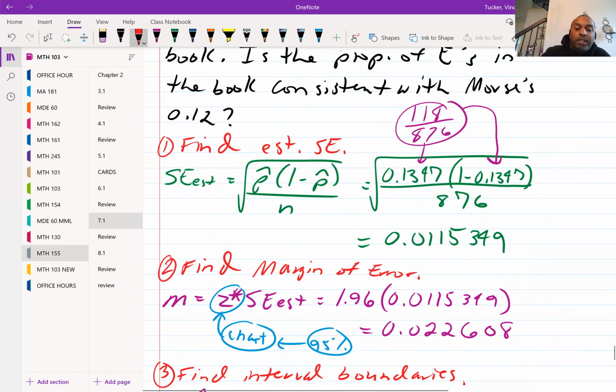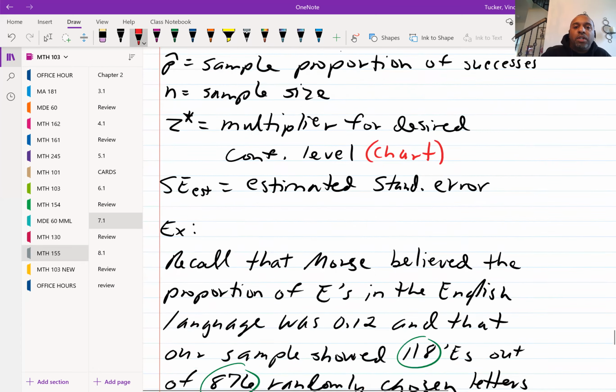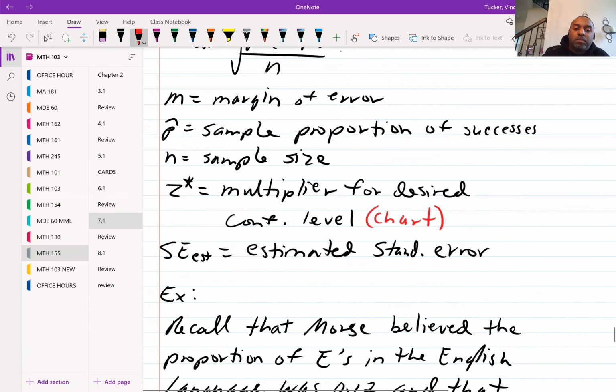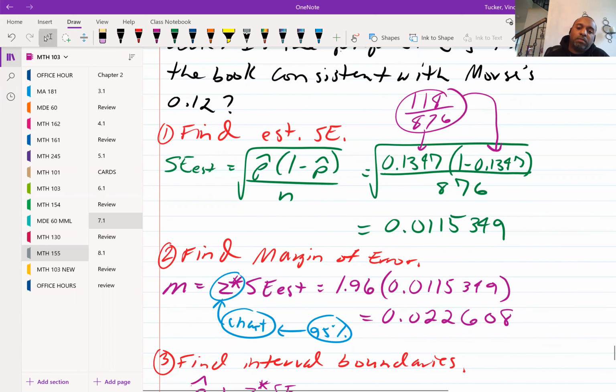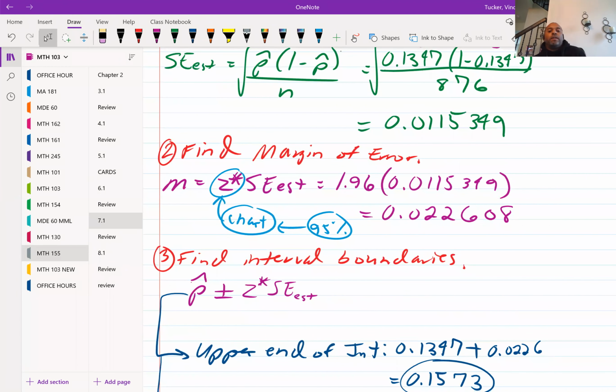So we get our z asterisk from the fact that we want a 95% confidence interval. Go to your chart, 95% confidence interval. That means we're going to multiply your estimated standard error by 1.96. And so that's what we get right here. All right, questions on step two? All right, so now find the interval boundaries.